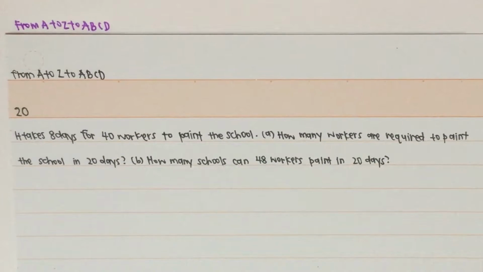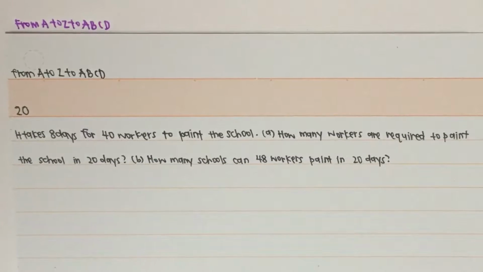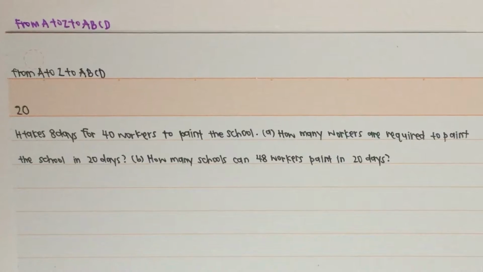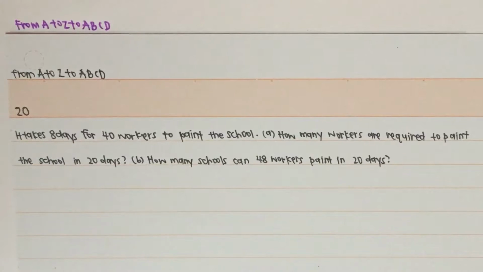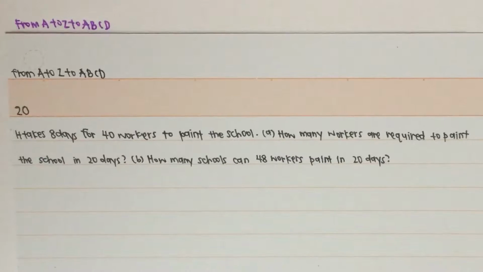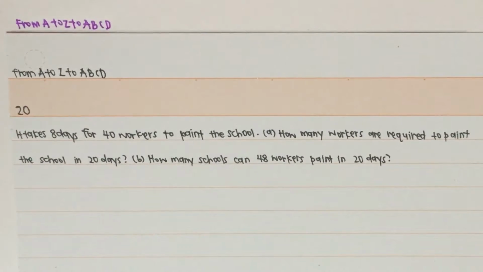It takes 80 days for 40 workers to paint the school. A. How many workers are required to paint the school in 20 days? B. How many schools can 48 workers paint in 20 days?